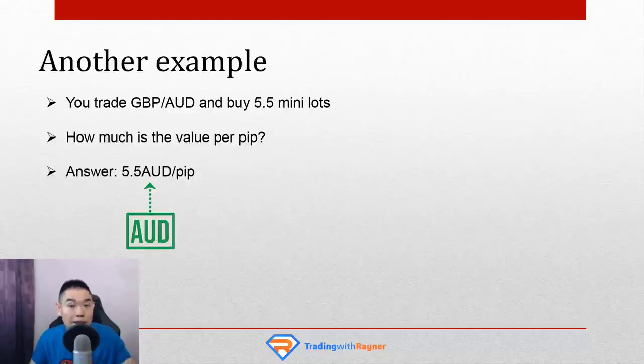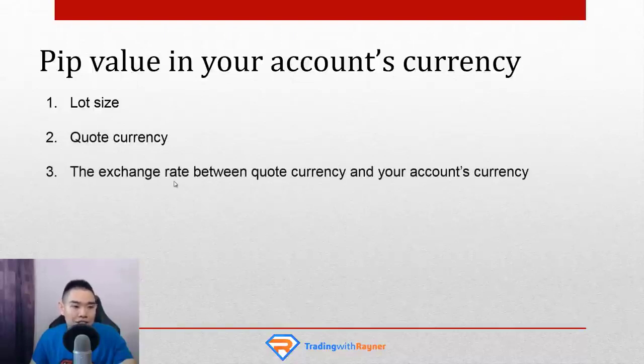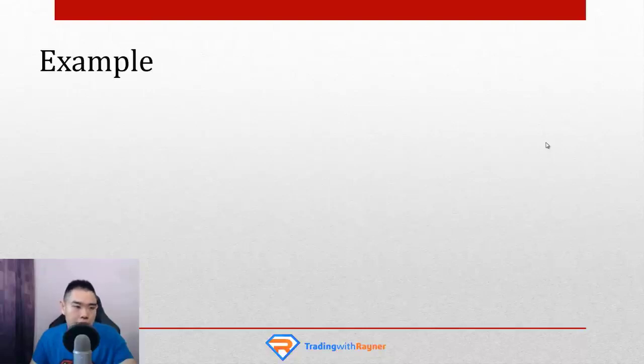So this is where we can take things a step further and find out the pip value in your account's currency if the currency is different from the quote currency. So again, you need a few things. Number one, the lot size. Number two is the quote currency. And number three is the exchange rate between the quote currency and your account's currency. So let me give you an example, because example is your best friend.